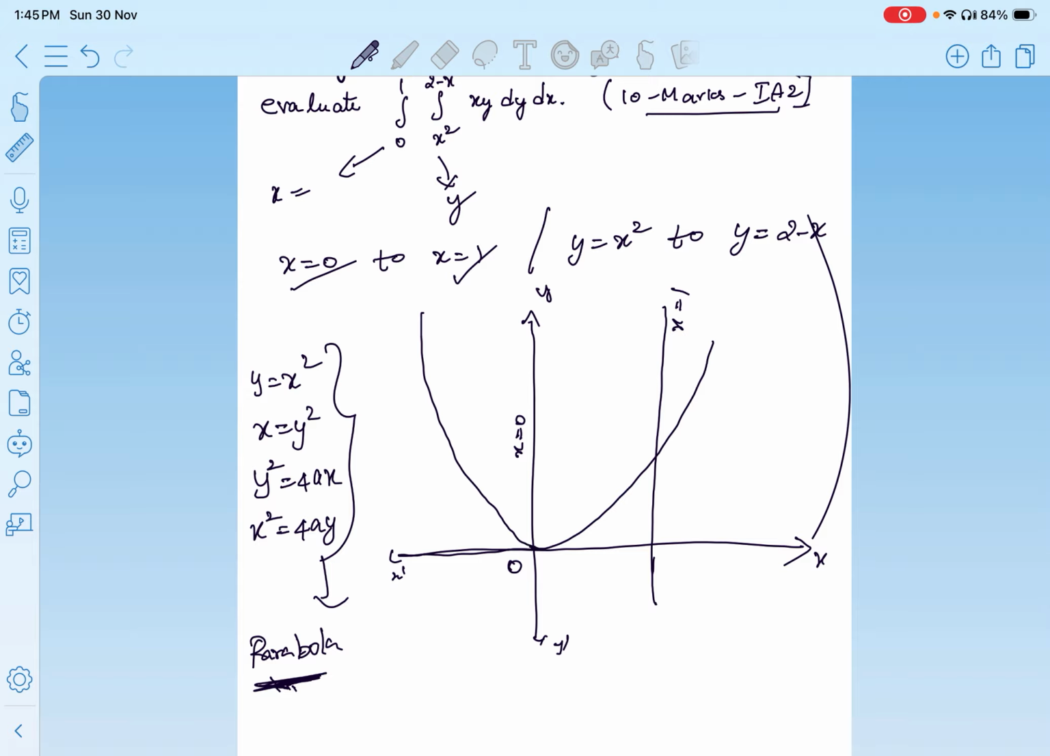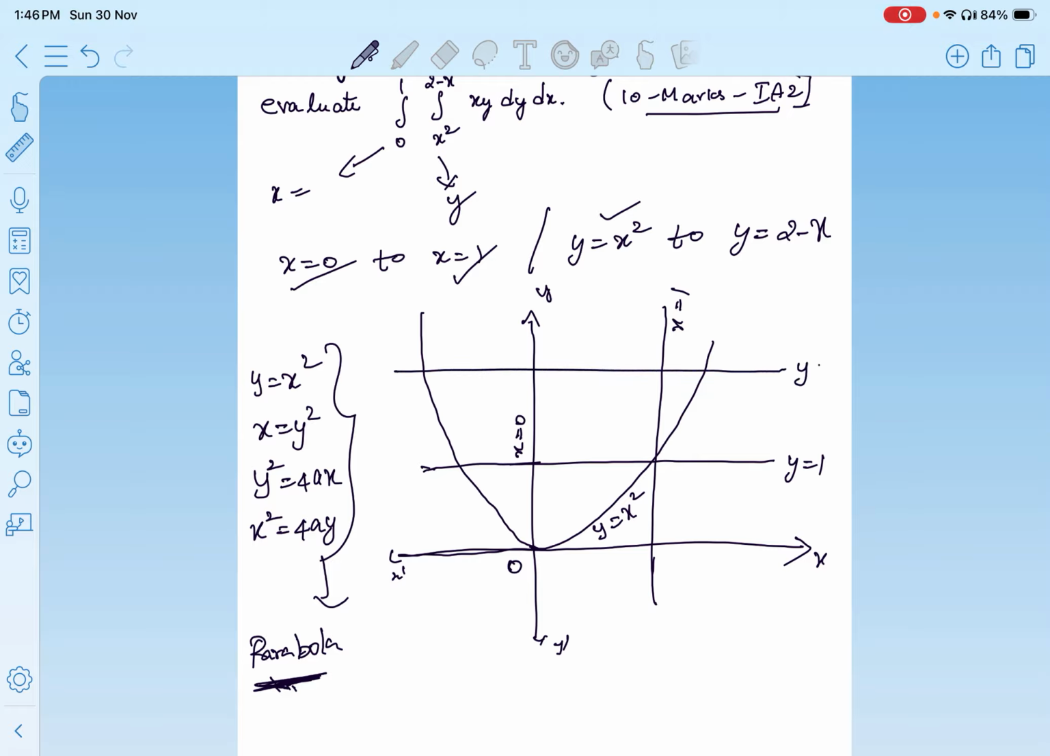So your parabola lies like this. Now this is your y equal to x square. So this is also over. Now finally we are going to draw 2 minus x. What is 2 minus x? We know this is x equal to 1. So your y equal to 1 will fall on this line, and your y equal to 2 will approximately fall on this line.